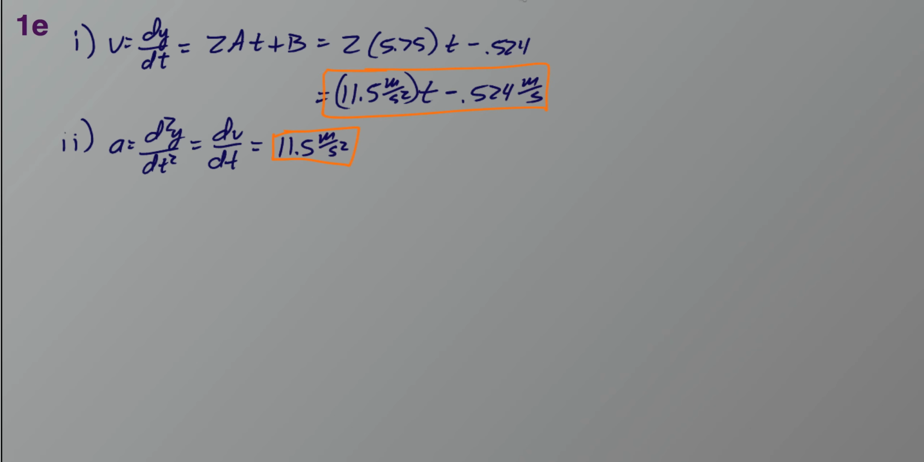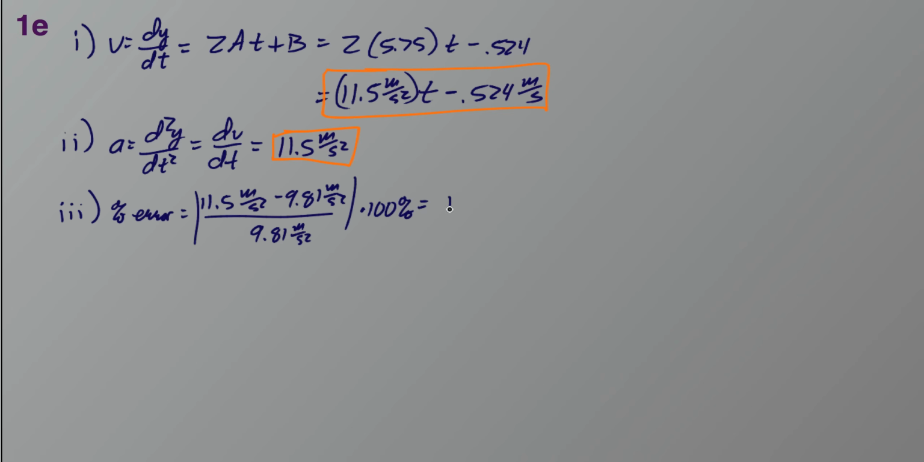All right. Part 3, using 9.81 as the accepted value, find the percent error. All right, hopefully you have lots of practice in doing that from various labs. Percent error is going to be the absolute value of your answer minus the accepted answer, all over the accepted, times 100%, which for me came out to about 17.3%.